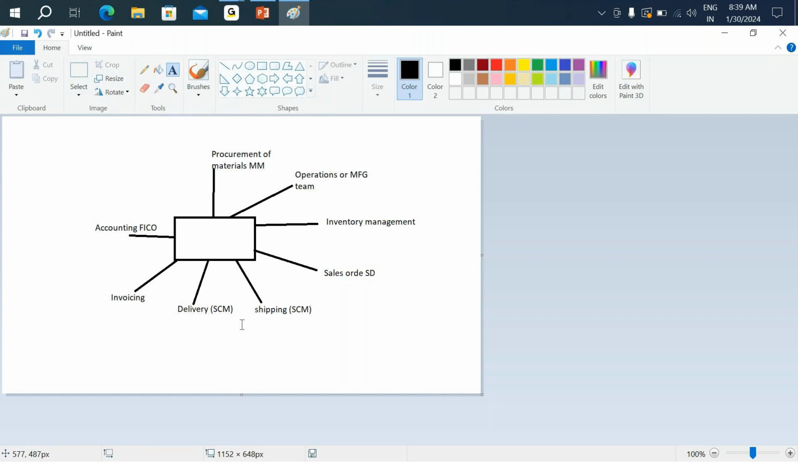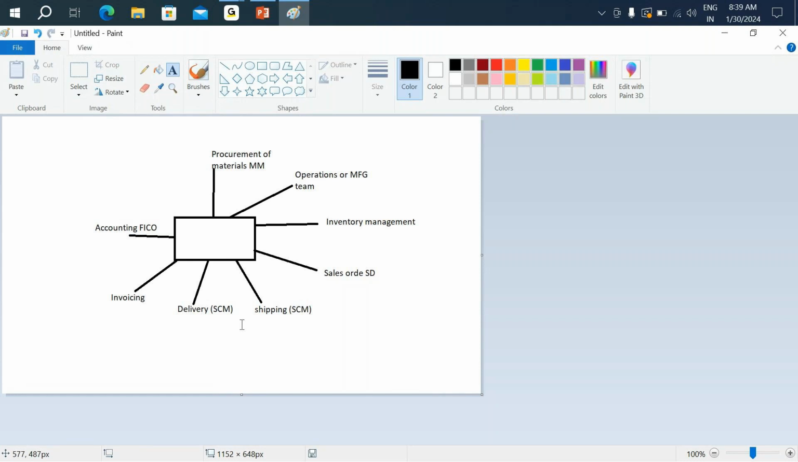So once I get an order, that is under sales order. Like if I'm getting a sales order, like I'll need 2000 kilos of chocolate to this particular location, that is your sales order. So that will be taken care of by your SD team. So all the activities that are related to sales will be taken care of by your SD team.